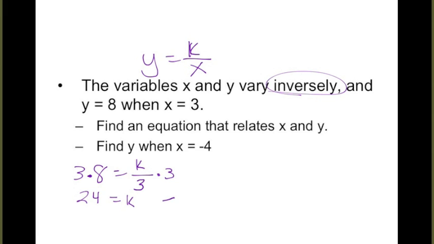So part A says write an equation that relates x and y. An equation that relates x and y should have a few characteristics to it. Equation means it should have an equal sign. Relating x and y means it should have x and y in it. Not numbers, but it should have the letters x and y in it. So our equation would be that y is equal to 24, since we found out that's what k is, divided by x.